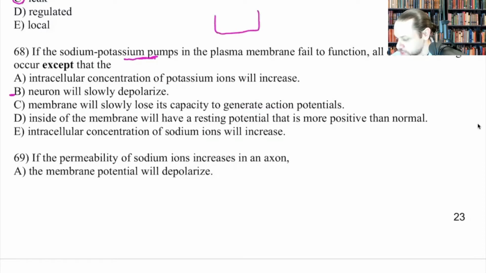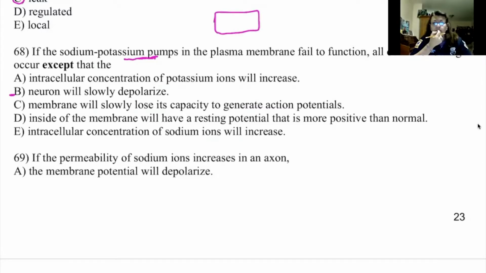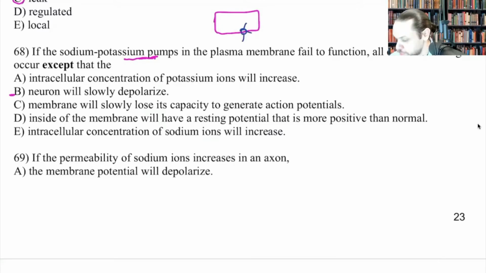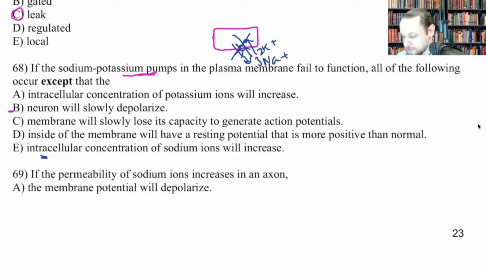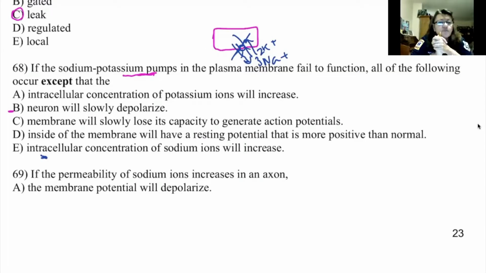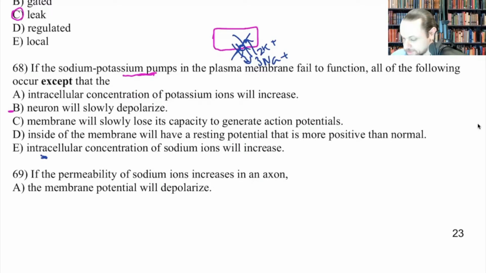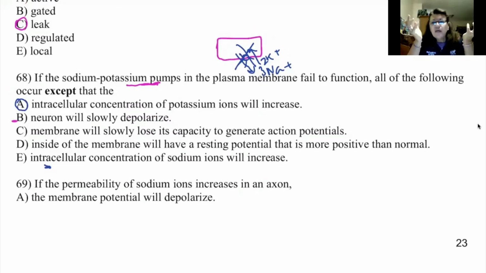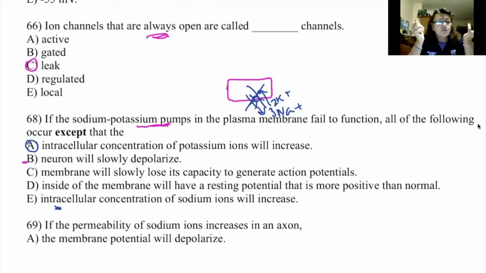Let's say this is your cell again, and this pump, we said the function was to get sodium out and bring 2 potassium inside. It stops functioning. If it's not working, that means the intracellular concentration of potassium ions will increase. And why is that? Because there is no exchange. There's a failure to function, to use the ATP, pushing out the sodium and bringing in the potassium.